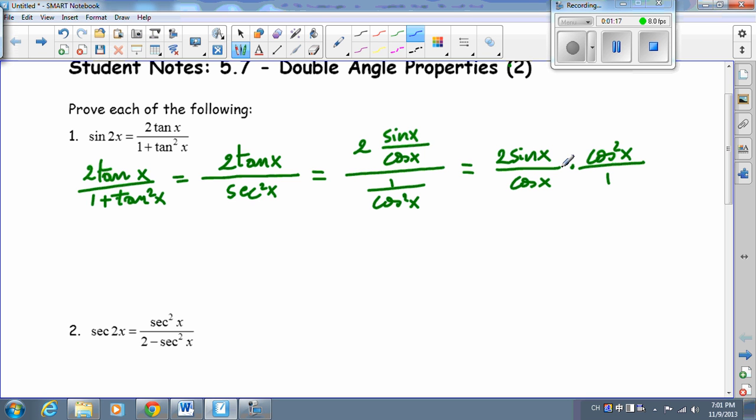At this point, I'm able to simplify the cosine x. So all I have left is 2 times the sine of x times the cosine of x. And 2 sine x cosine x is exactly the sine of 2x.